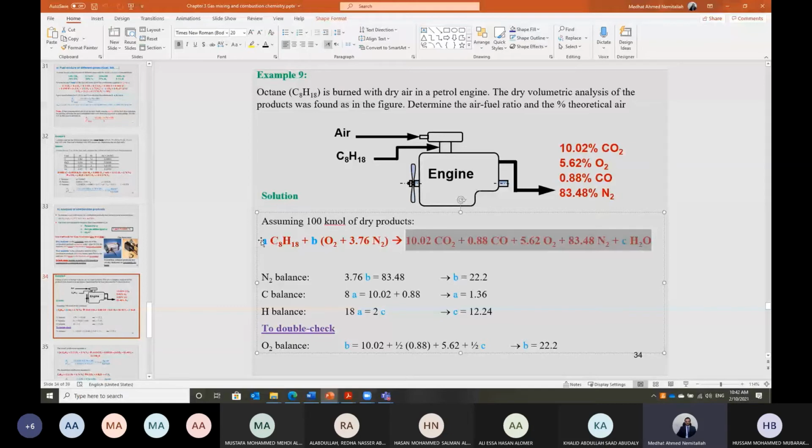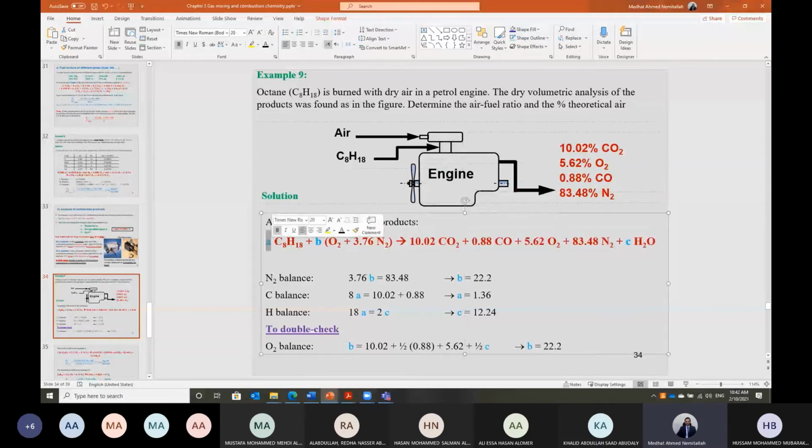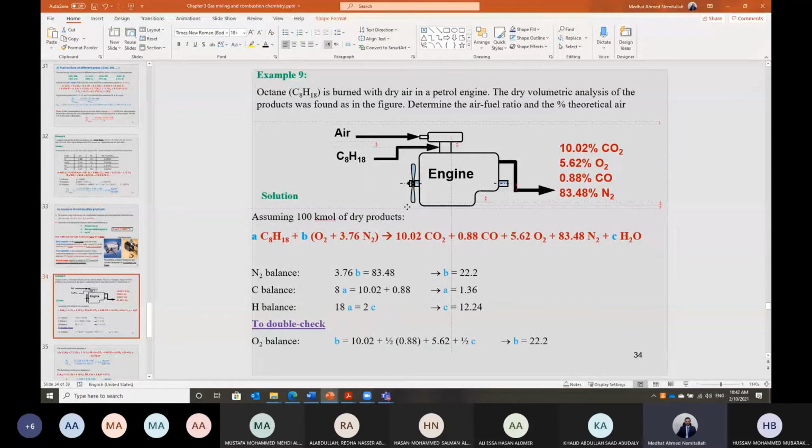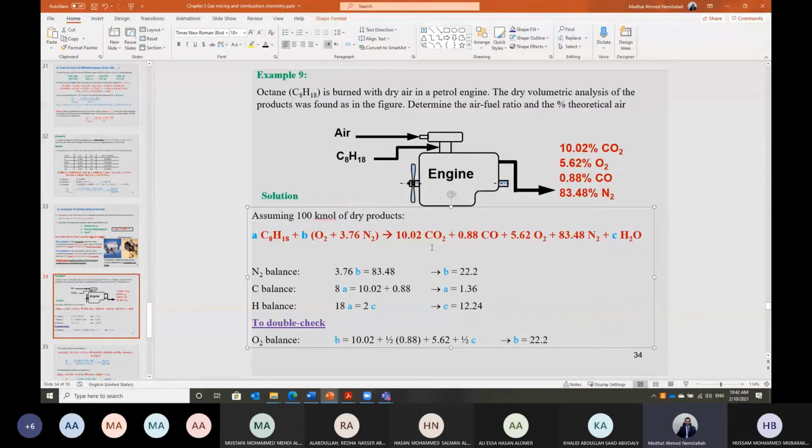We don't know the amount of fuel that can be burned in order to produce 100 kilomole of the product. So I will assume that we have A kilomole of the octane. Also, I don't know the amount of air required in order to convert this A kilomole of the fuel to get 100 kilomole of the combustion product. So I will assume I have B number of moles of air in this case.